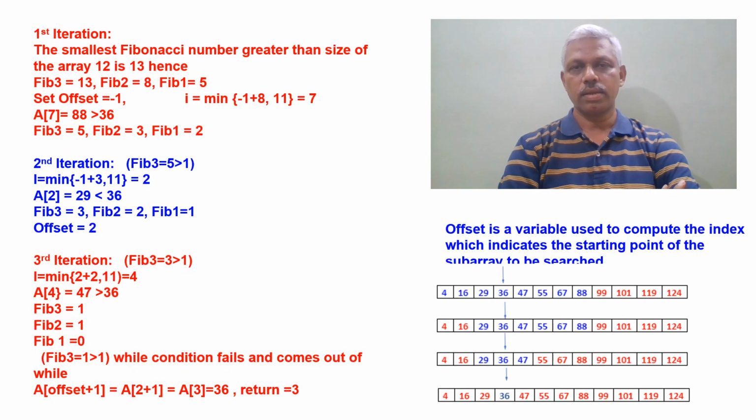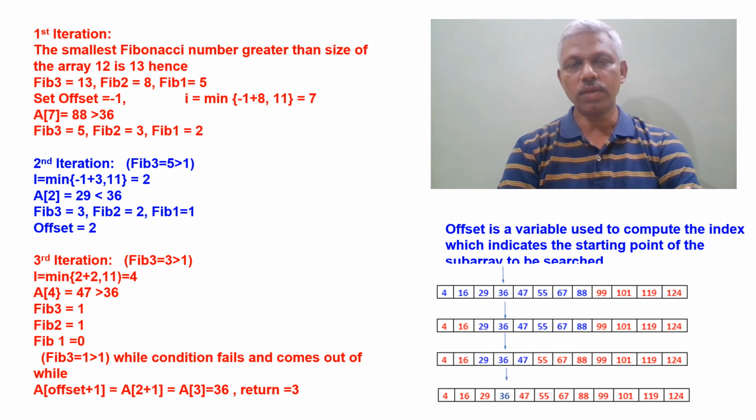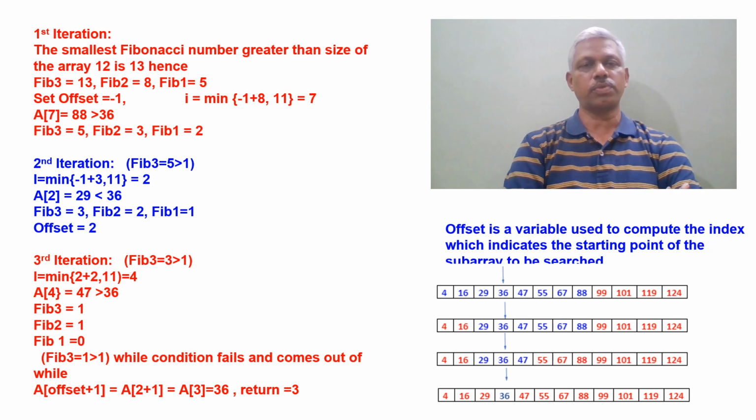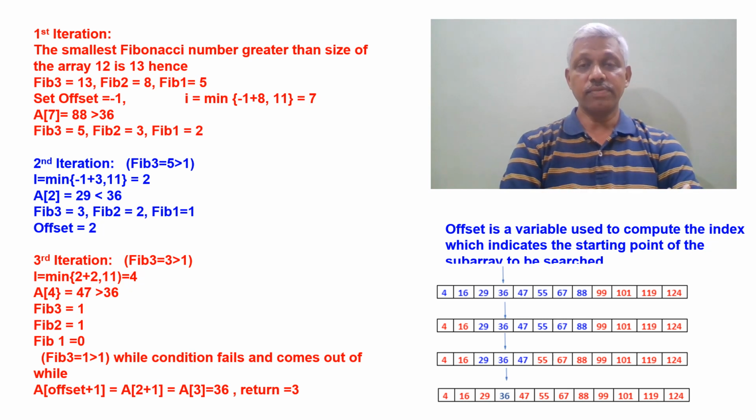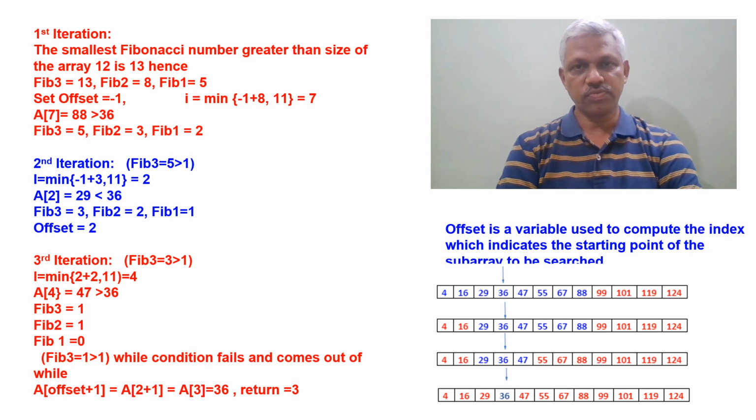Now we look into an example consisting of 12 values in a sorted array. First we compute the smallest Fibonacci number which is greater than the size of the array. The size of the array is 12, so 13 is the smallest Fibonacci number greater than 12. So fib3 is set to 13, fib2 is set to 8, and fib1 is 5, the successive Fibonacci numbers in the sequence.